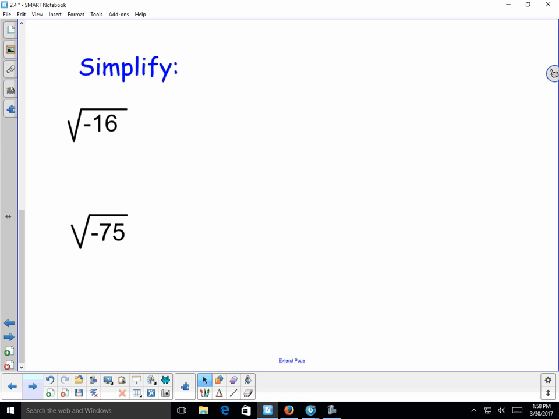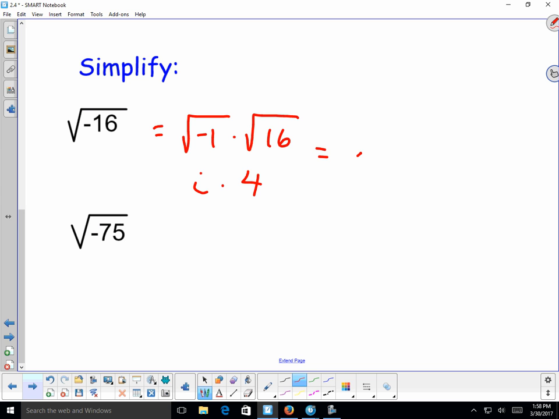So we want to simplify the square root of -16. We're going to split this up into square root of -1 times square root of +16. Square root of -1 is what? i. That's our imaginary unit. And square root of 16 is 4. So let's just write our answer as 4i. We're going to put the number in front of the i. So that's our answer. That's simplified. All right, what about square root of -75? Can you take a moment to simplify that, please?